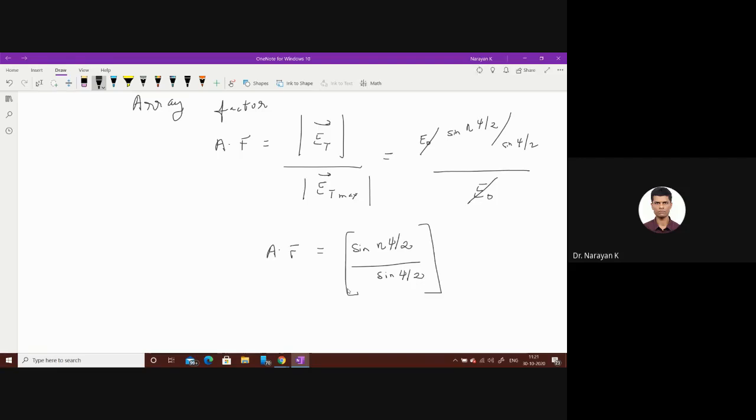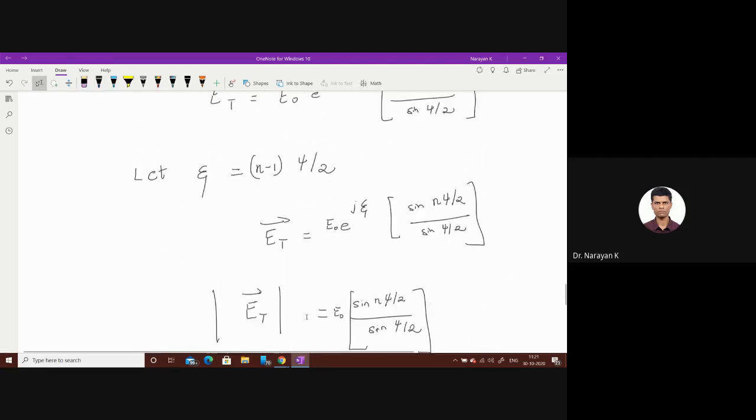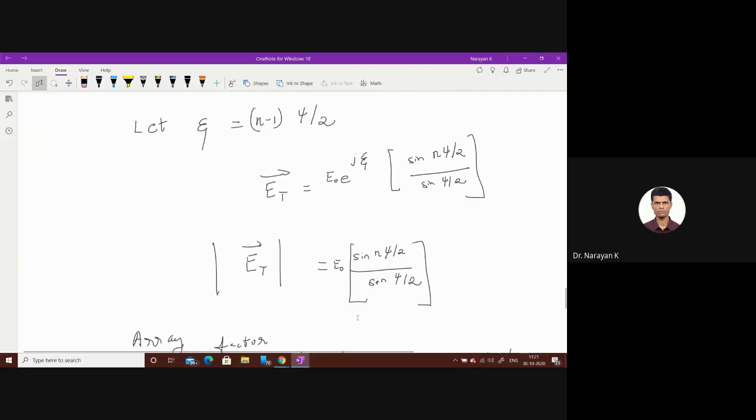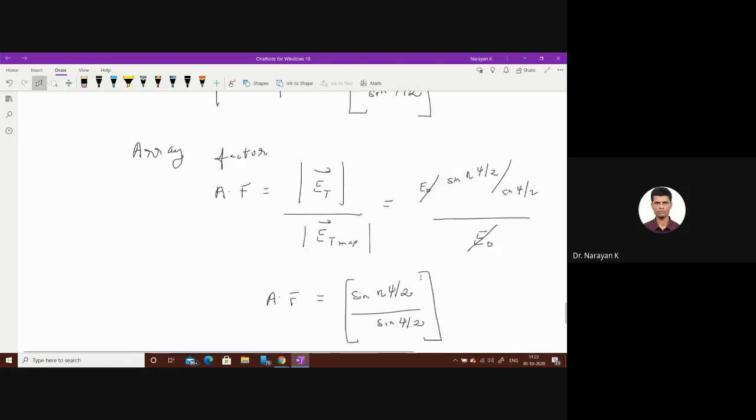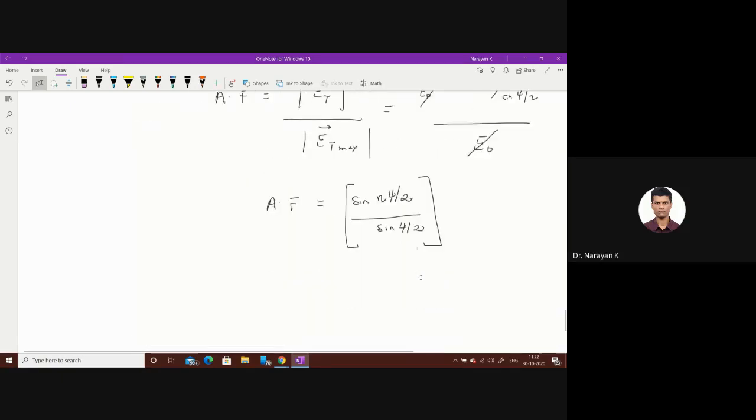This is what we have found, your total electric field. The magnitude of the total electric field is E naught sine of n psi by 2 divided by sine psi by 2. And the array factor is given by E total divided by E total maximum, so you will get sine n psi by 2 divided by sine psi by 2.